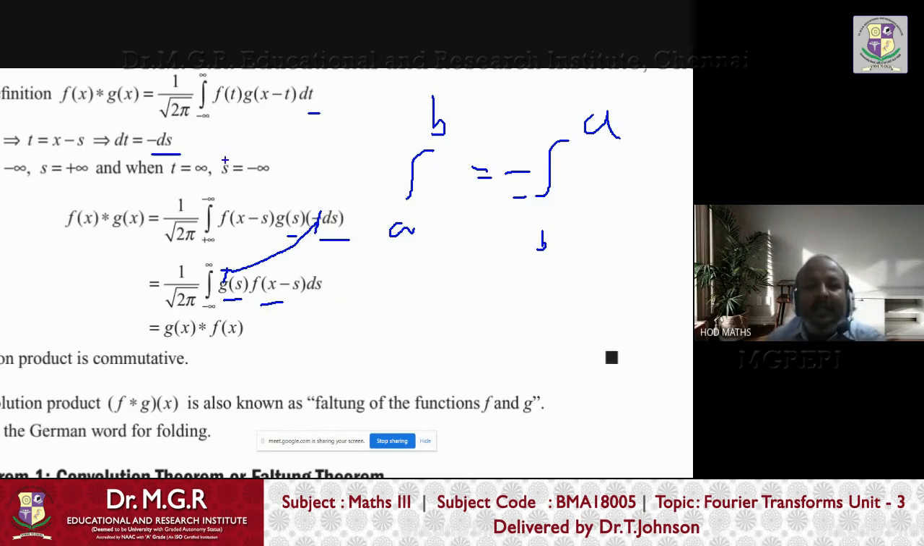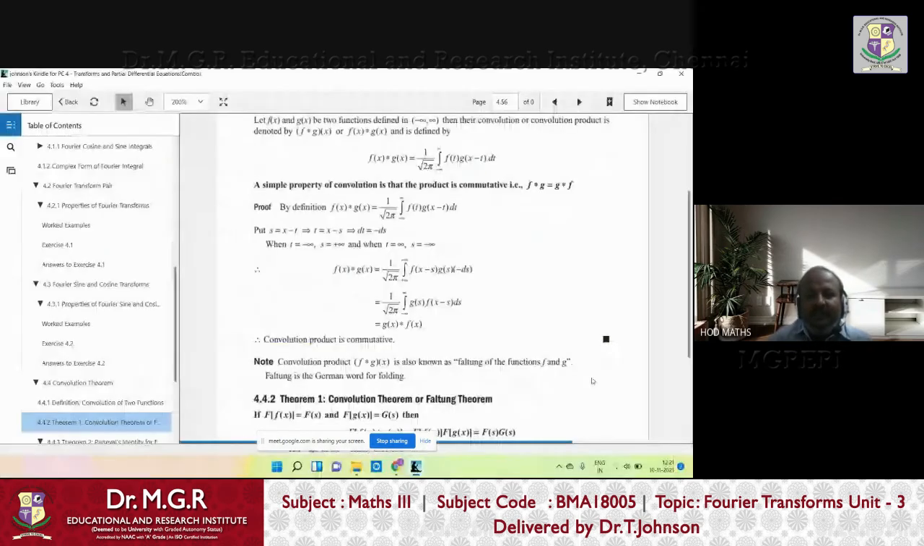And you can see, right? Here t is there, here s is there, whatever may be. Here t is the running variable, here s is the running variable. So here f of t, here f of x minus s, here g of x minus t, here g of s. So s is the running variable. Again, as per the definition, this is the convolution of g and f, because g comes first, f comes next. So f convolution g is the same as g convolution f.